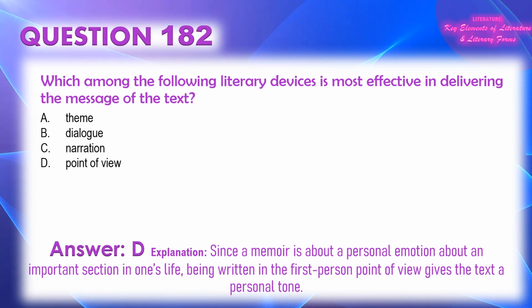Question 182. Which among the following literary devices is most effective in delivering the message of the text? Answer: D. Point of view. Since a memoir is about a personal emotion about an important section in one's life, being written in the first person point of view gives the text a personal tone.